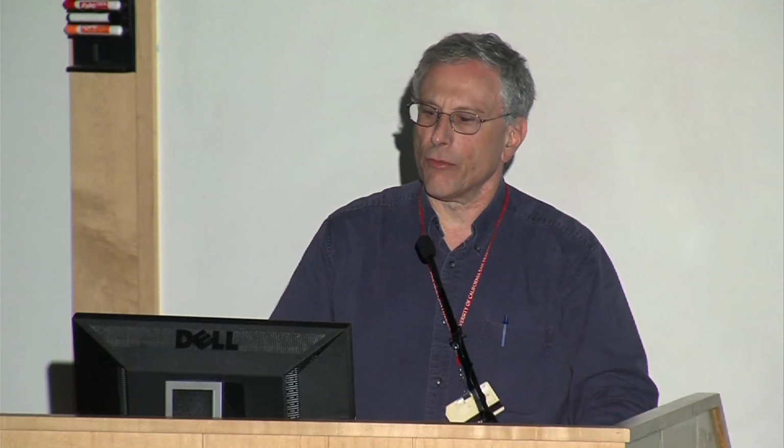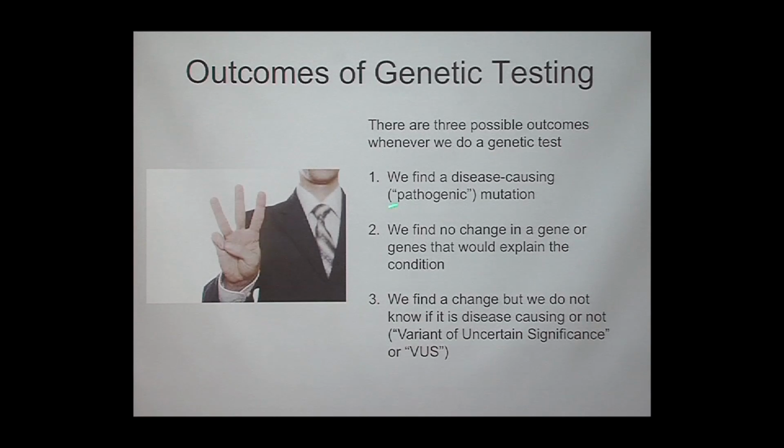Now, what's the outcome of genetic testing? There are 3 possible outcomes whenever you do a genetic test. You find a disease causing what we call a pathogenic mutation. You find no change in the gene or genes that would explain the condition, which would be a negative result. But we also can find the change, but we don't know if it's disease causing or not, a variant of uncertain significance, or a VUS.